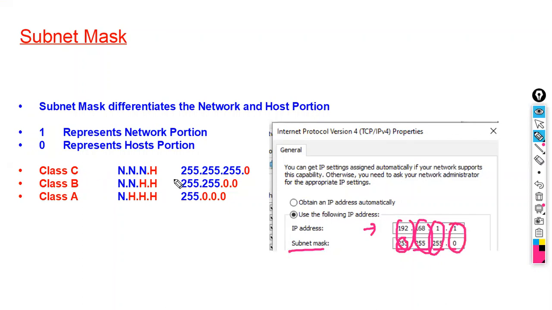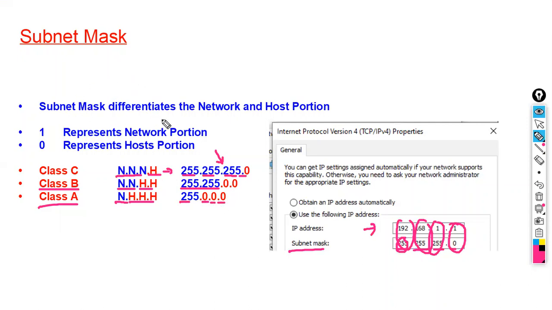So in class C, we have three network portions and one host portion, and the subnet mask will be 255.255.255.0. So this is the default subnet mask of class C. And in class B, we have two network portions and two host portions. So you will write the default subnet mask of class B like this: 255.255.0.0. In class A, you have one network portion and three host portions. So you will write 255.0.0.0.